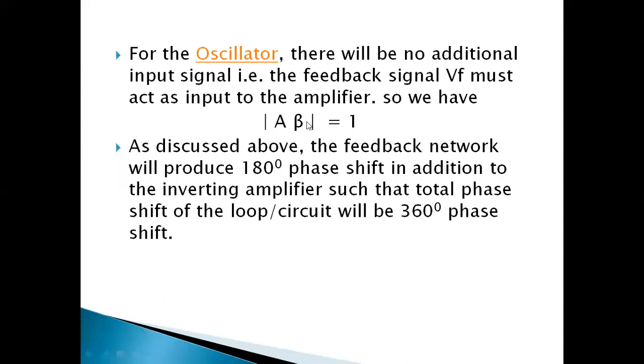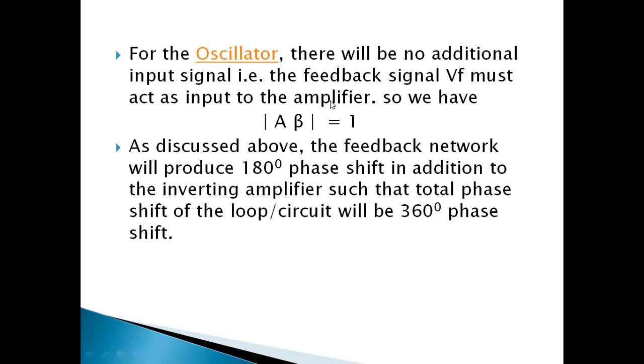That is, the magnitude of A beta is equal to 1, where A is the basic amplifier gain and beta is the feedback network gain. So from this equation, we can say that the magnitude of the product of the basic amplifier gain and the feedback network gain is equal to 1. This is one more condition of the Barkhausen criteria. Here A beta can also be called the loop gain. The other name for A beta, the product of A and beta, is loop gain. The magnitude of the loop gain must be unity. This is one of the conditions of the Barkhausen criteria.